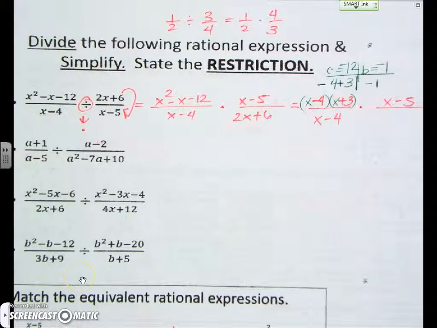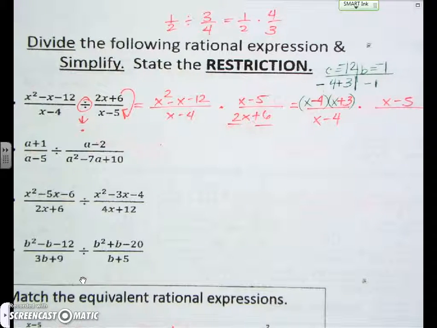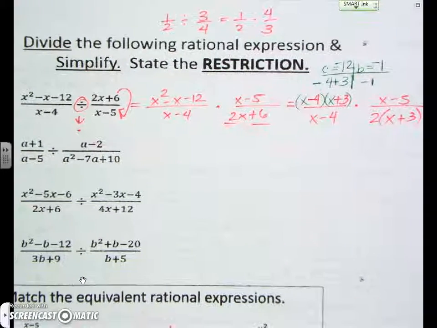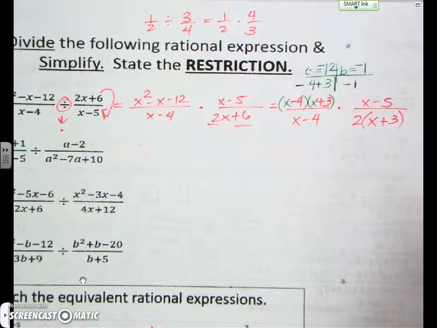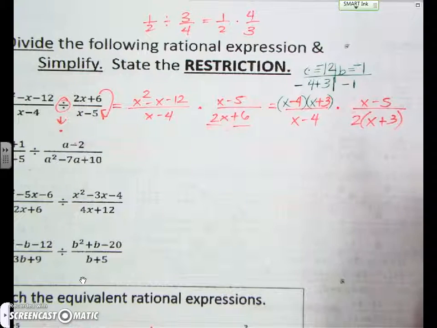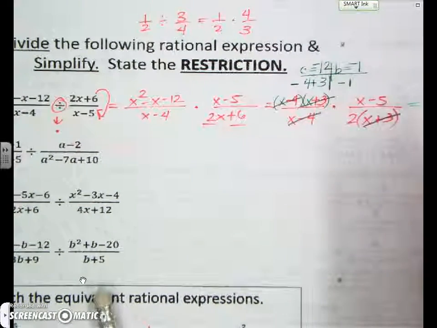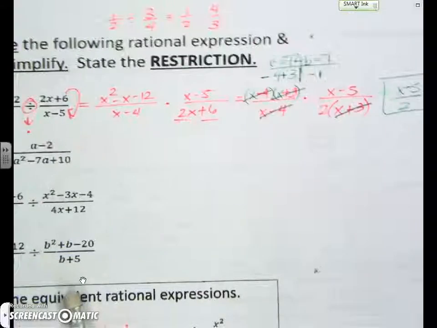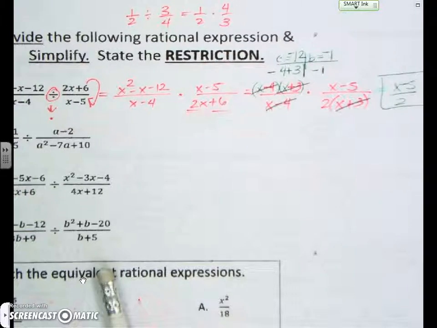That's what we want. Okay, and then what can I factor out of 2 and 6? A 2, good, and you're left with x plus 3. What can I cancel? X plus 3 from the top and the bottom. What else? X minus 4. And then at the very end, you're just left with x minus 5 over 2. Oh, that's it? Yes, you only flip the second fraction.